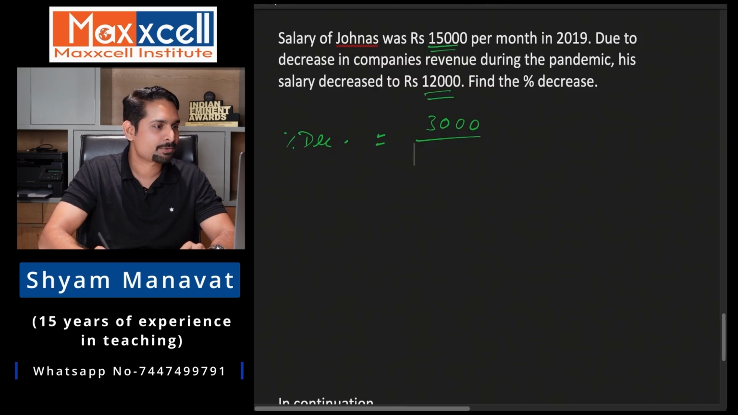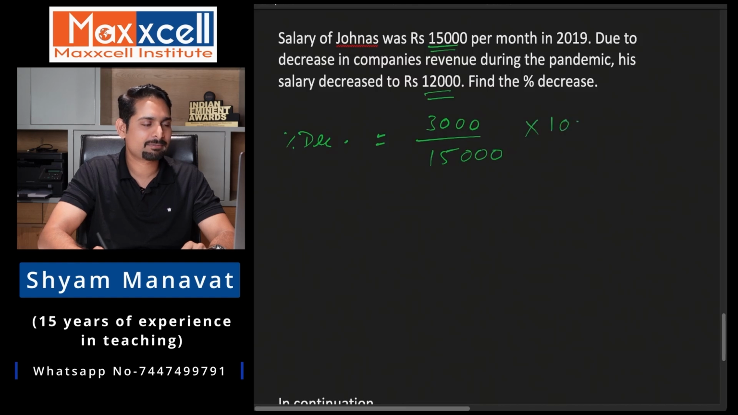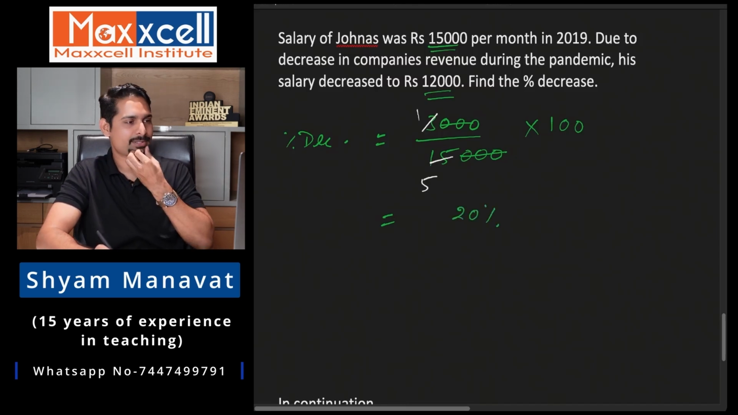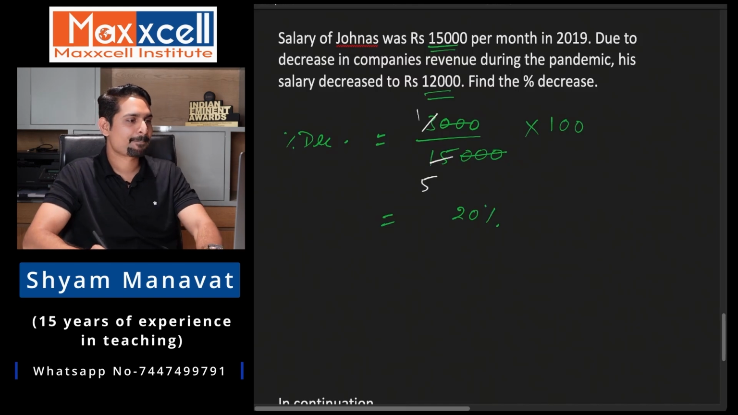Absolutely right. So divide by the initial value, which is 15,000. Multiply by 100. Simplify this. The zeros cancel. So here we got 1 by 5. How much is 1 by 5? It is 20%. Percentage decrease is 20%.